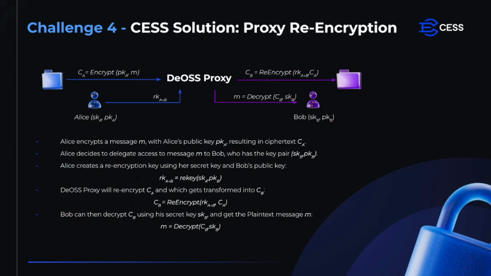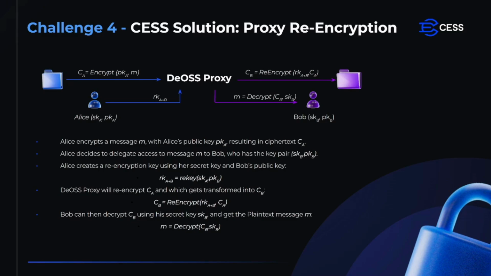Alice starts by encrypting her message, denoted as M, using her own public key, PKA. This results in ciphertext CA, which represents the encrypted version of the message. To delegate access to Bob, Alice needs to create a re-encryption key. This key is generated using her secret key, SKA, and Bob's public key, PKB. The re-encryption key, RK A to B, is created through a function called rekey, which takes SKA and PKB as input.